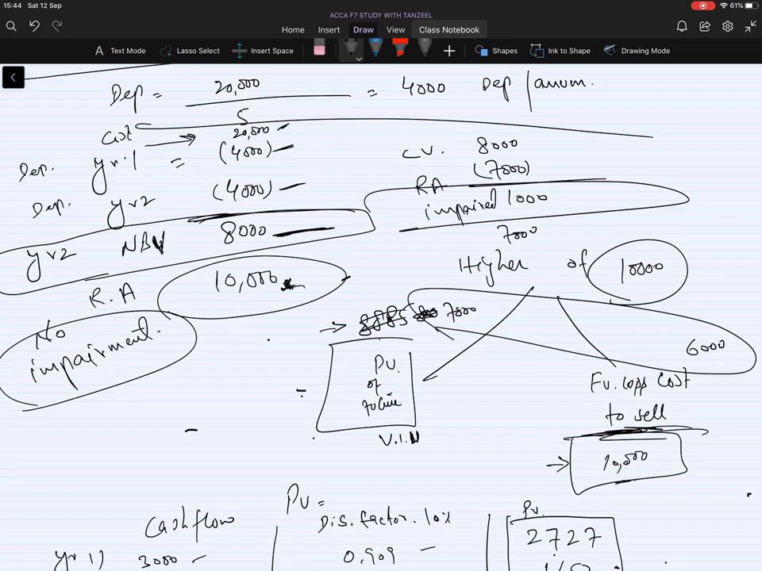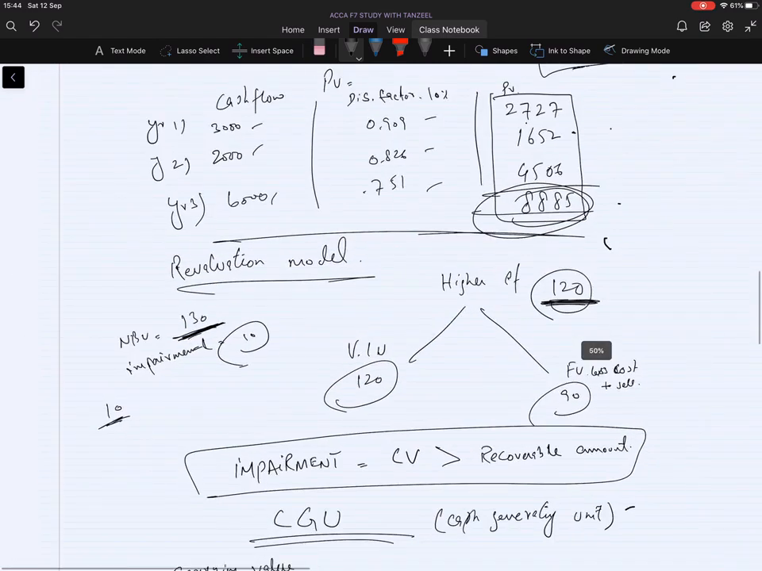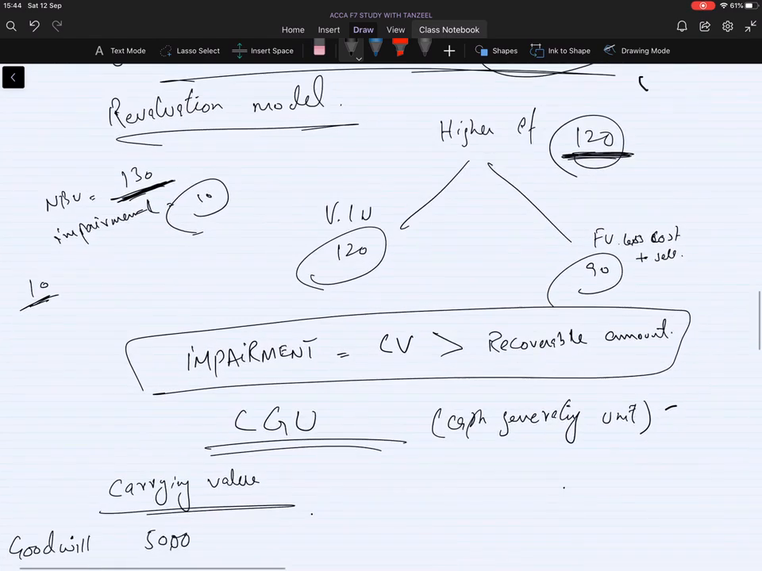So we need to calculate the impairment. This is the way we calculate the impairment. This is the way I write. Impairment will be there if you have a carrying value greater than recoverable amount. If we have a carrying value which is greater than recoverable amount, impairment is a must.